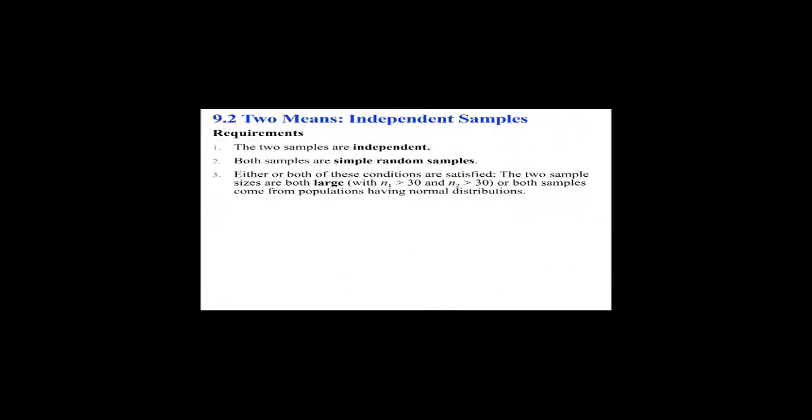Let's look at what happens when sigma 1 and sigma 2 are not given. We are dealing with the same situation as far as the two samples being independent, as far as dealing with a simple random sample, SRS, in both cases. And we either have population which is normally distributed for both samples, or N is large. By that we mean N sub 1 is large and N sub 2 is large. How large is large? Larger than 30.